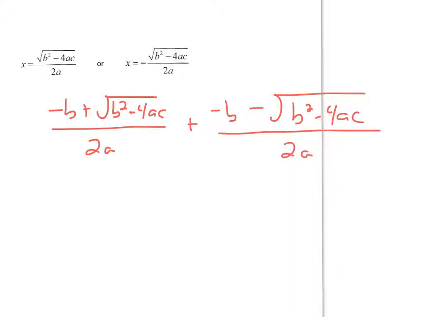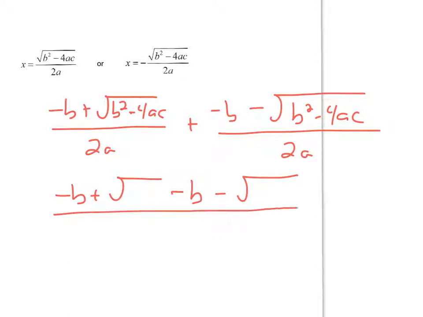When I do that, I already have a common denominator: negative b plus the radical, plus negative b minus the radical, all over 2a. And we can see now what happens. My radicals cancel out, and I'm left with negative 2b over 2a. I can cancel those 2's, and when I add my roots, I get negative b over a.